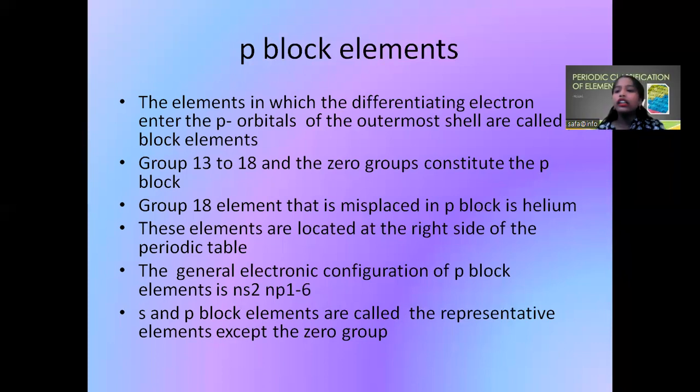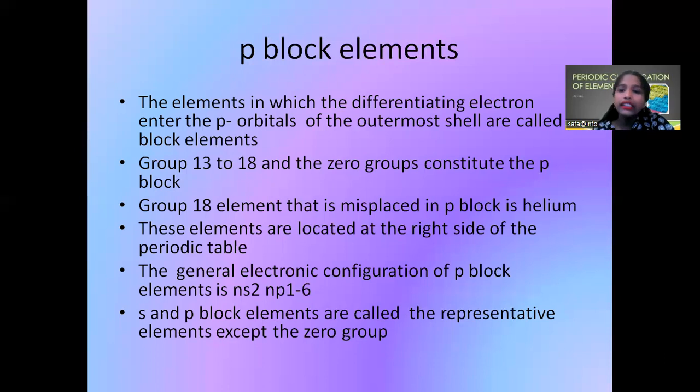Now you know that s block elements are located at the left side of the periodic table, means p block elements are located at the right side of the periodic table. Now the general electronic configuration of p block elements is ns2 np1 to 6. Now s and p block elements are called the representative elements except the zero group. What is meant by representative elements? It means the s and p block elements show some property of the representative elements, but why not the zero group?